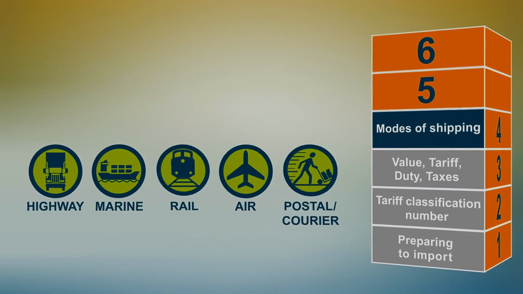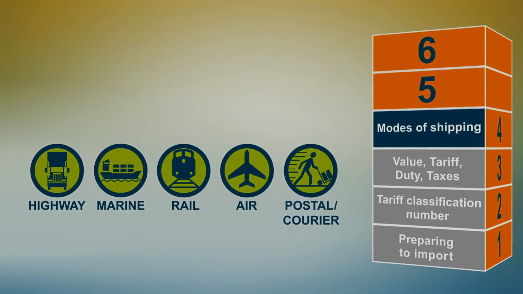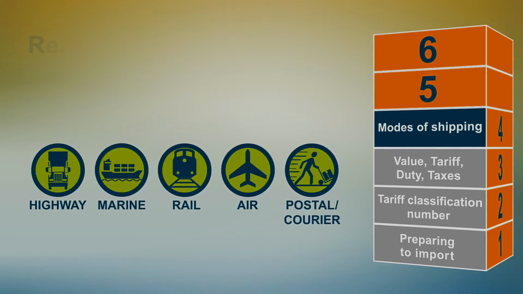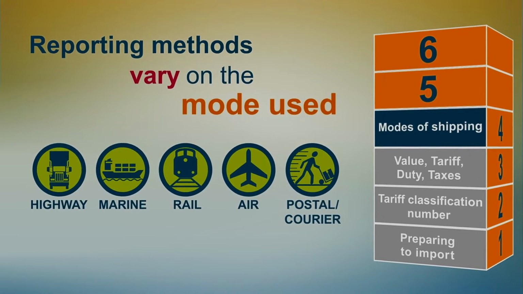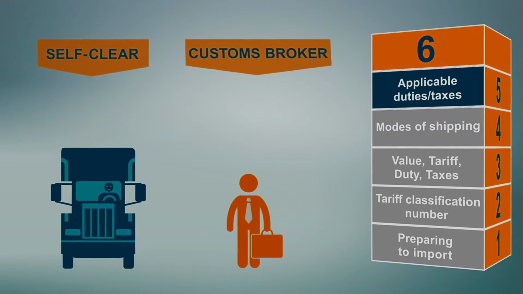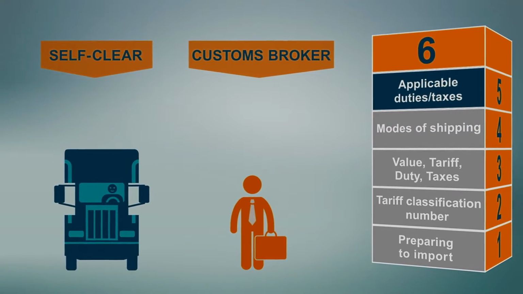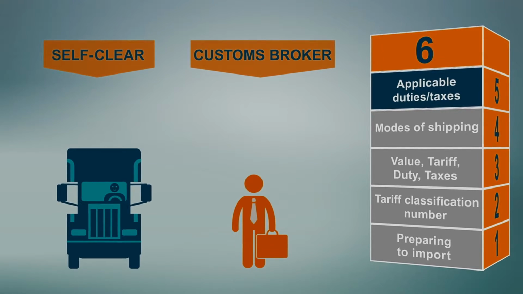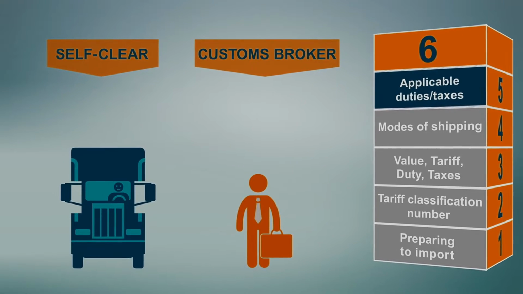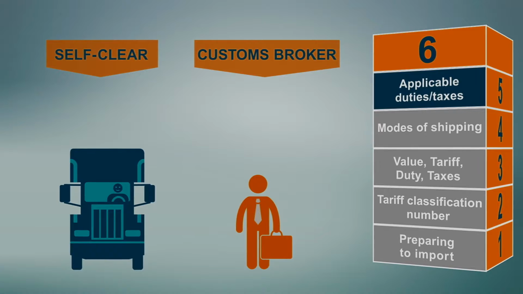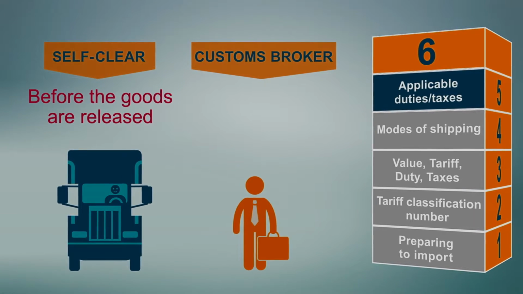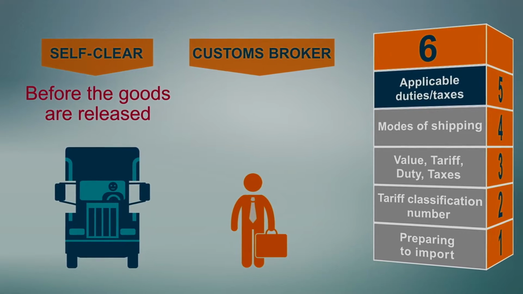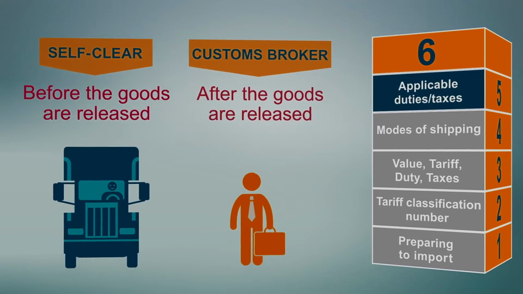4. Select a mode of shipping and report your goods to the CBSA. Reporting methods vary depending on the mode used and the value of the goods. 5. Select one of 2 methods to get your goods released from customs control. You can self-clear the goods and pay the applicable duties and taxes before the goods are released, or use the services of a customs broker and pay duties and taxes after the goods are released.